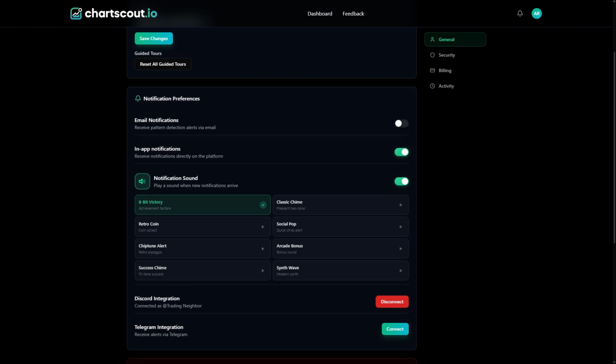Alerts do not only live inside the platform. You can also receive them through Discord, Telegram, or email, so you are covered whether you are at your desk or away from your screen entirely.